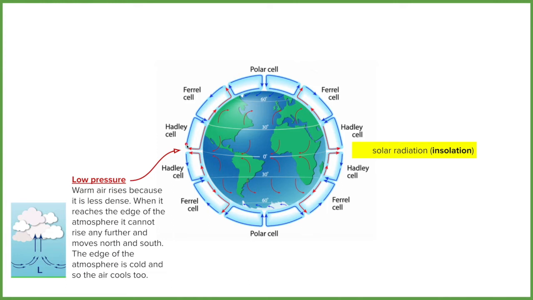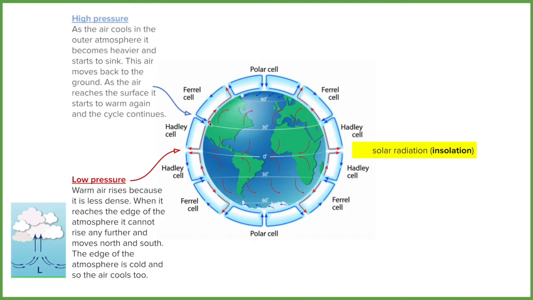As this cell is now at the edge of the atmosphere, it can't move any further out, so it's going to move either north or south. And we know it's getting colder, and cold air becomes more dense, so it's not going to stay up at the top of the atmosphere forever. Instead, once it gets too cold and too dense, it's going to start to descend. So these areas where the two blue arrows come together are high pressure. So heavier air sinking down back to the ground.